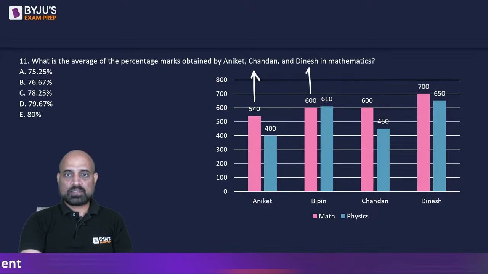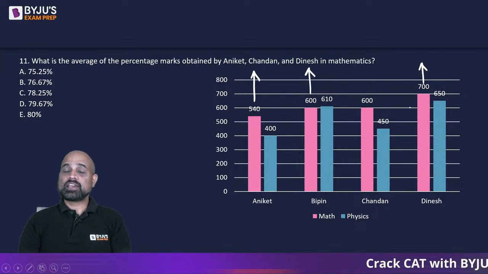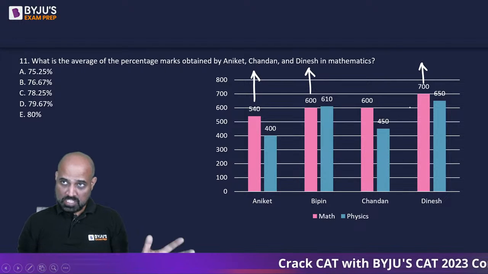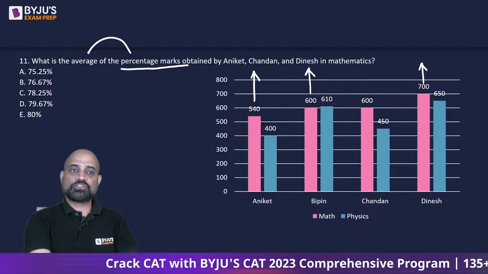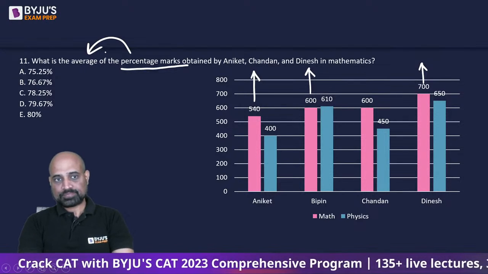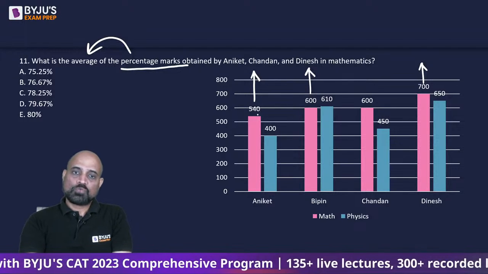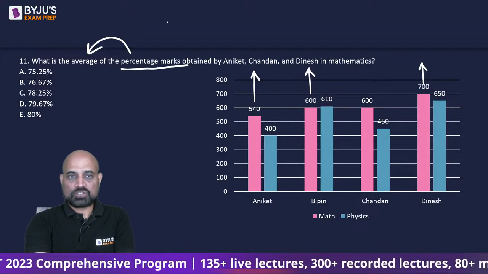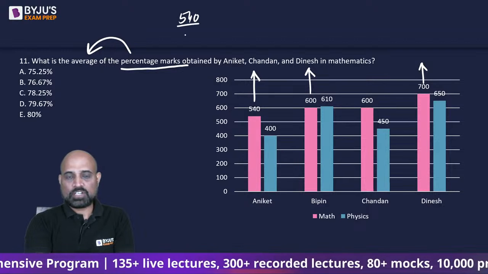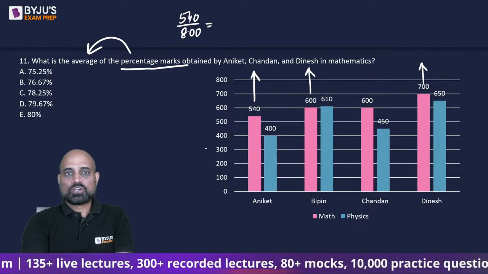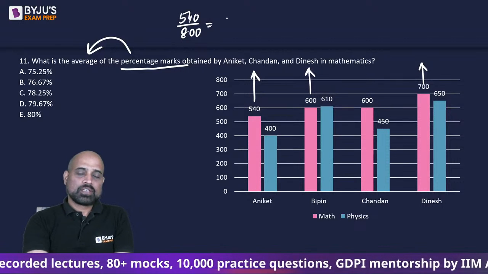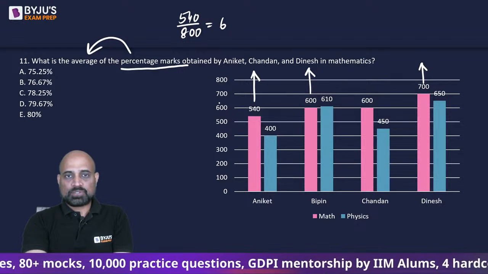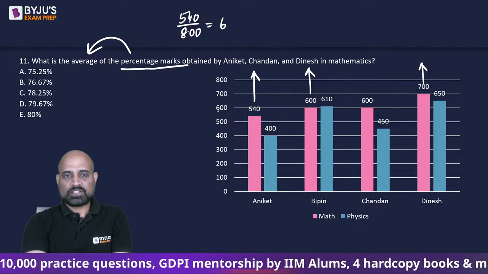So A, C, and D को mathematics में क्या निकालना है? We don't have to calculate sum of all the 3 marks. हमें क्या निकालना है? Percentage marks निकालना है और उनका फिर average निकालना है. Okay. So what is the percentage marks by Aniket? So this is going to be 540 out of 800. So what we can do is 8 into 6, 48.